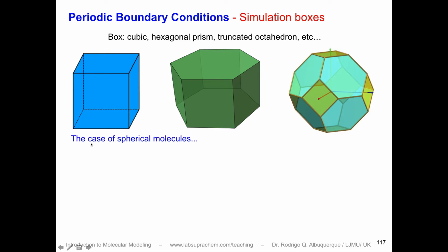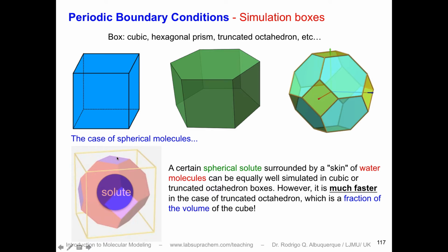But let's see the case of a spherical molecule. Let's suppose you have a solute, could be a protein, for instance, and you need to embed the solute in a water layer. So you need to add many water molecules. You need to add the solvent around the solute. You can use, for instance, the cubic box and the truncated octahedron box. When you put the solute inside the box, you need to fill in the empty space with the water molecules.